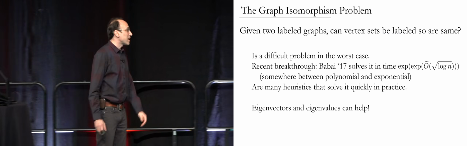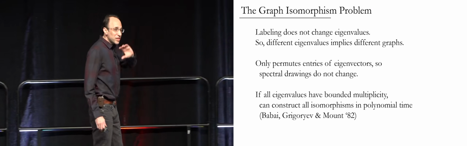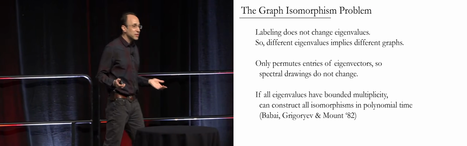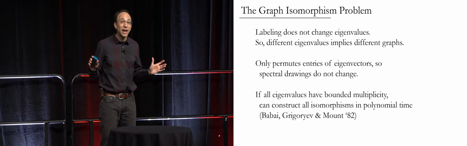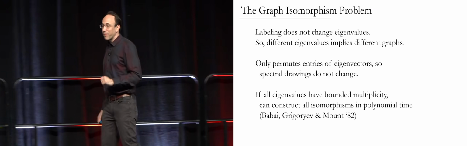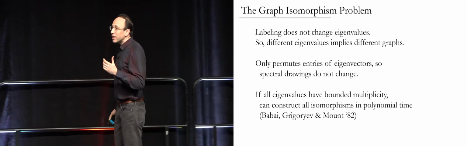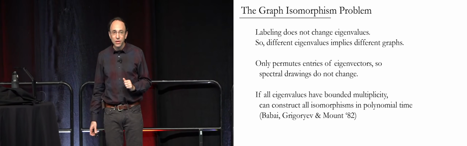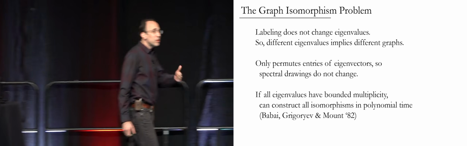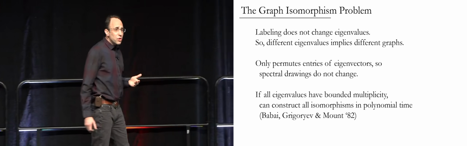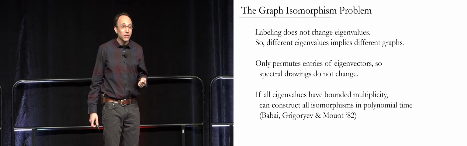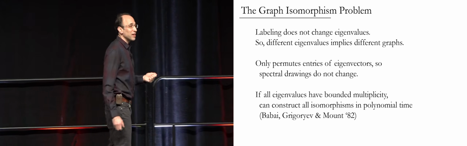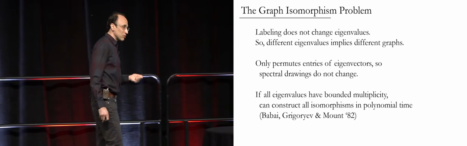So let me tell you how eigenvalues and eigenvectors can help. First, observe that changing labels doesn't change eigenvalues. So if two graphs have different eigenvalues, they're different. That already lets you distinguish most graphs, but it doesn't necessarily tell you when they're the same. Permuting labels only permutes entries in eigenvectors. Or to put it more precisely, if you permute the labels in a graph, you don't change those spectral graph drawings I was showing you earlier. So you can go a long way towards testing if two graphs are isomorphic, or finding the isomorphisms, by taking a look at spectral drawings of them.